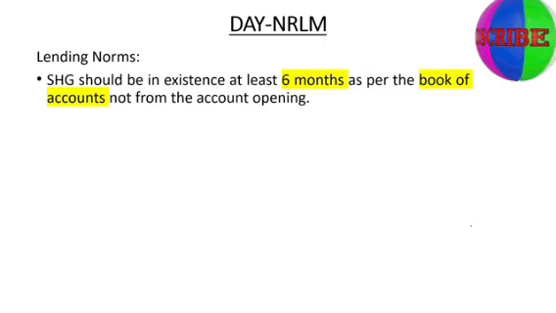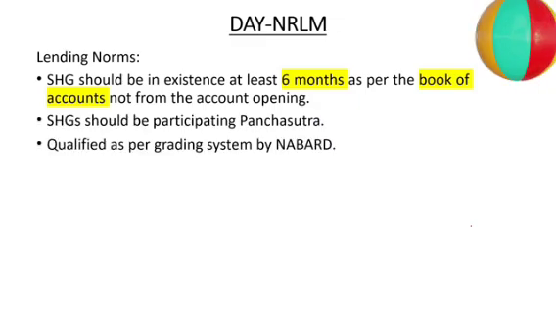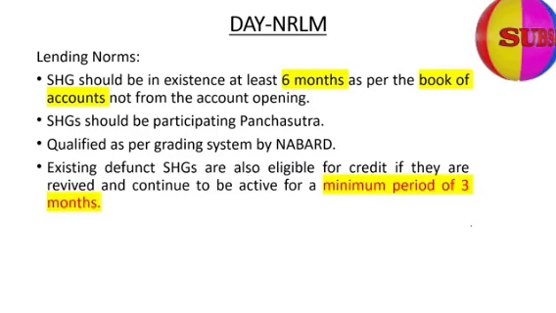What are the lending norms? The SHG should be in existence for at least 6 months as per the books of account and not as per the date of account opening. The savings account opening date does not matter. Even if they do not have a savings bank account, it will be considered from the back date. So a minimum of 6 months of existence is required. The SHG should be following Panch Sutra and qualified as per the grading system by NABARD. Existing deficient or defunct SHGs are also eligible for credit if they are revived and continue to be active for a minimum period of 3 months.